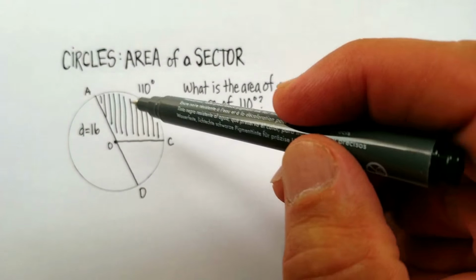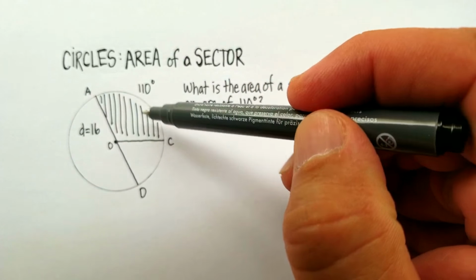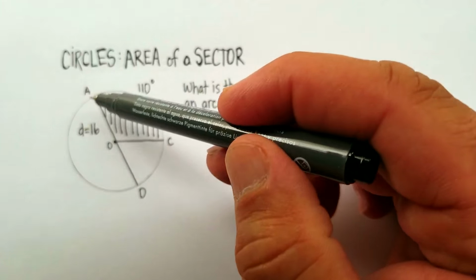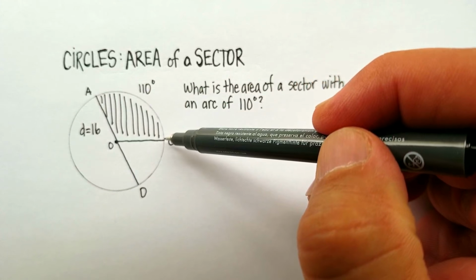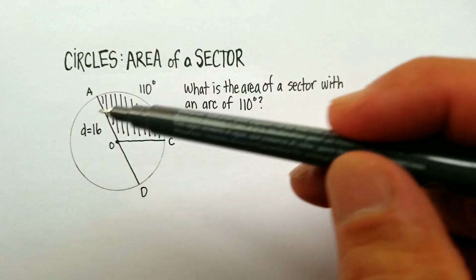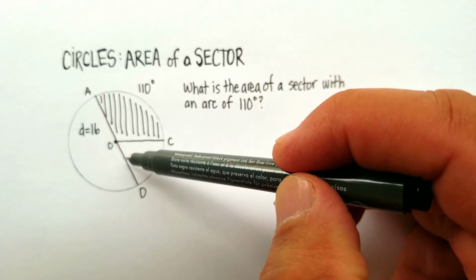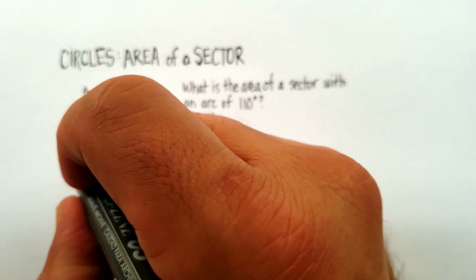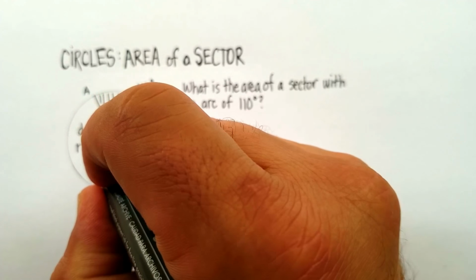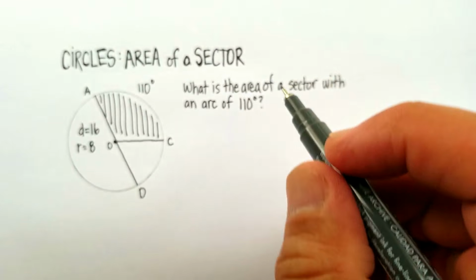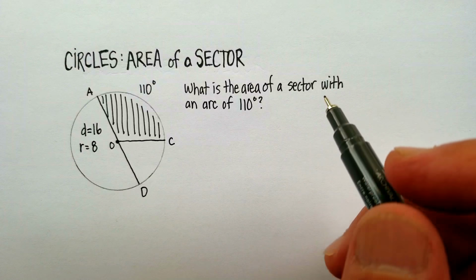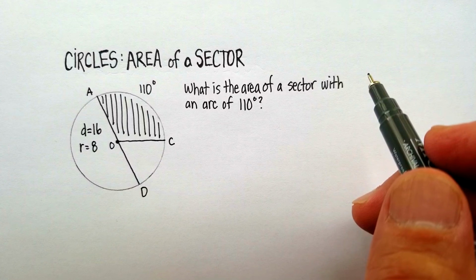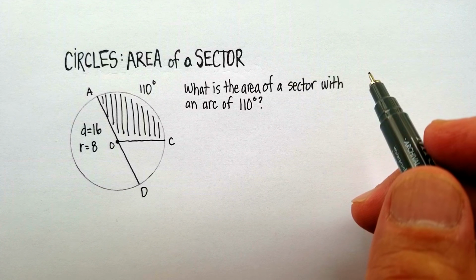We're trying to figure out what the area is here in the shaded part, where the arc AC is 110 degrees, right? We know a couple things. We know that the diameter of this circle is 16 units, okay, which makes the radius equal to 8 units. I'm just going to write that down because I think it might be helpful later on. And what else do we know about this? I think that's pretty much all we need, okay?